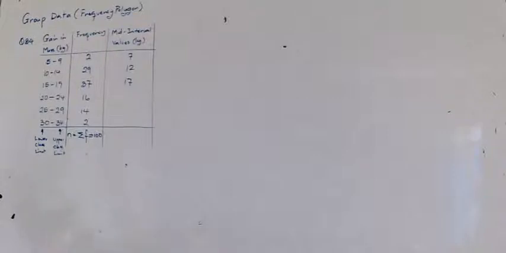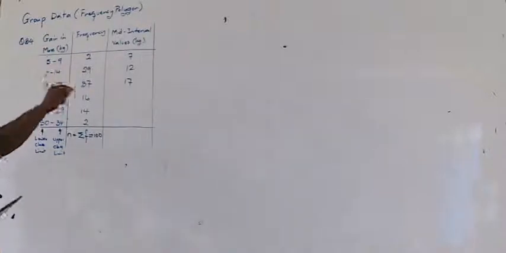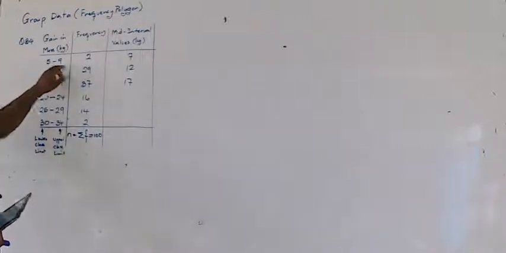Now the class midpoint. The purpose of the class midpoint, and you should remember some of this from last year, is to deal with the fact that you do not know the actual values. All I know about these two cows is that the gain in their mass is from 5 to 9 kilograms. Do I know exactly how much each of them gained? No. All I know is that it's between 5 and 9.